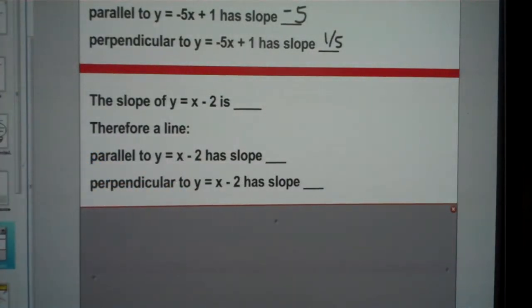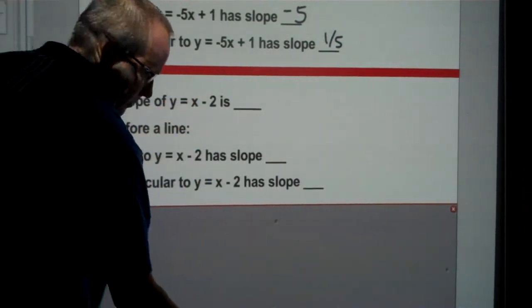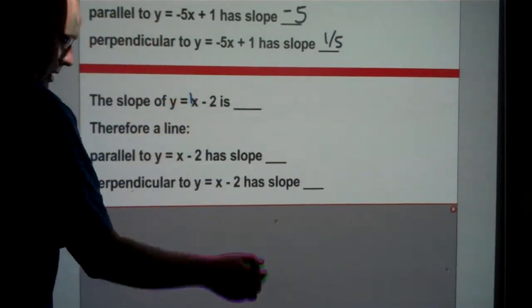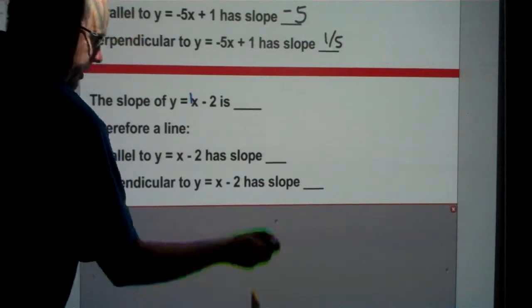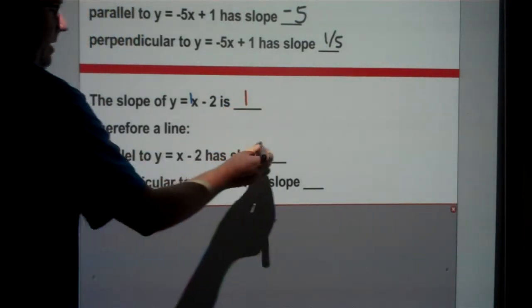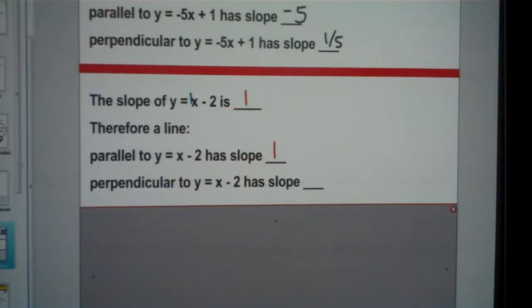If I have x minus 2, then there's no number here, which means I can write this as 1x. So therefore, my slope for this question is 1. The parallel slope is the same, which is 1.